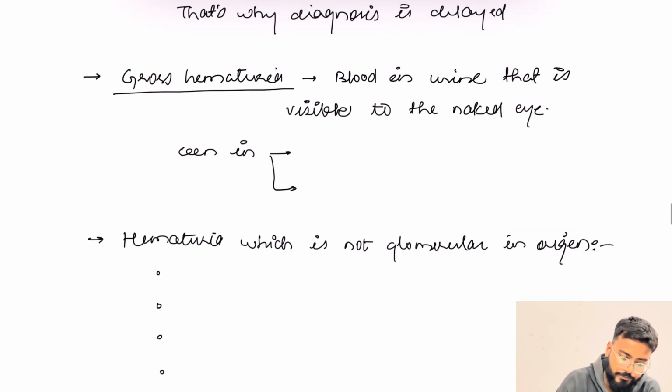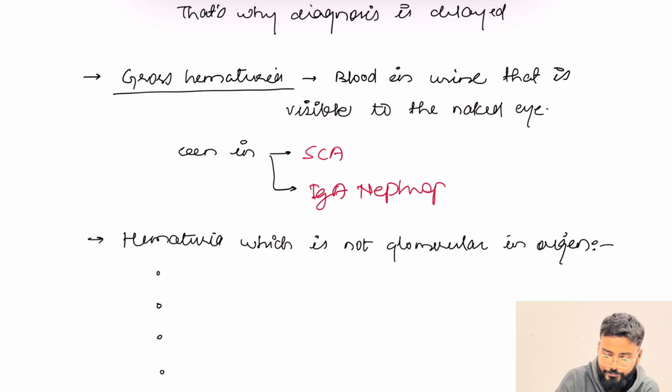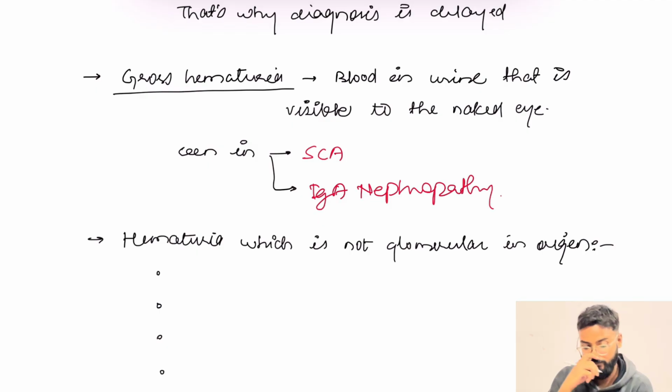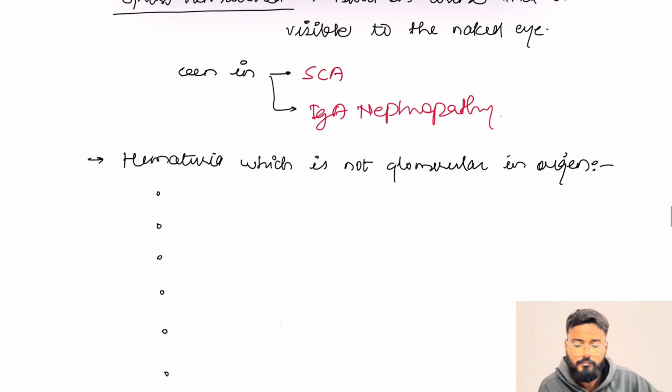This is your sickle cell anemia and your IgA nephropathy. In these two situations, sickle cell anemia and IgA nephropathy, you are going to see gross hematuria. The color of the urine is red, and the patient is able to appreciate that it is hematuria. The blood is present inside the urine.